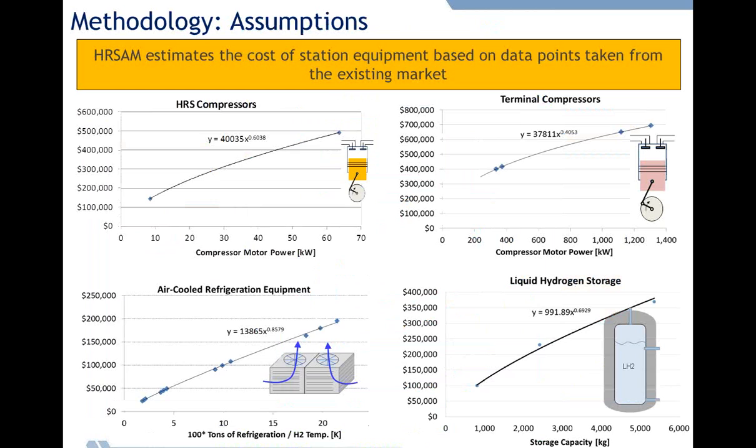So how did we populate the model? I mentioned that we went after major components, trying to talk to vendors, understand the actual cost of the components today, uninstalled and installation cost, and all of that.